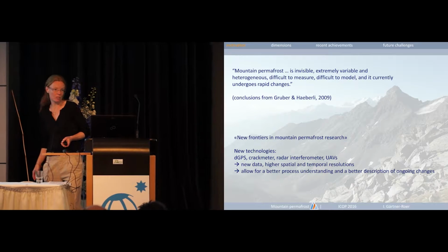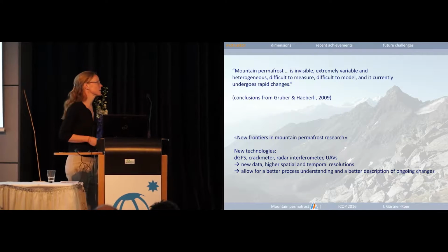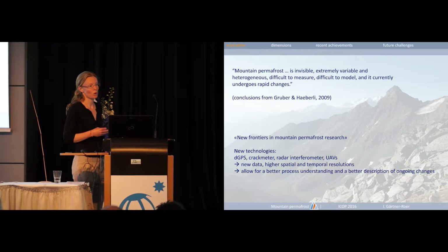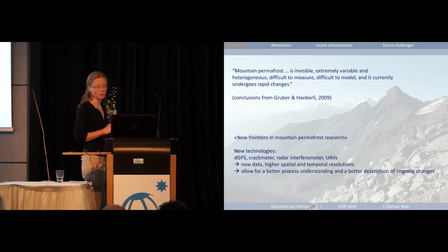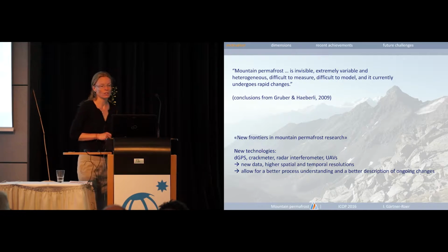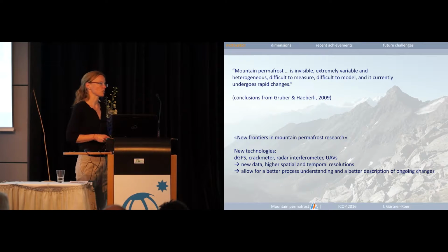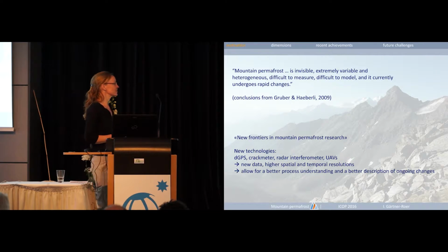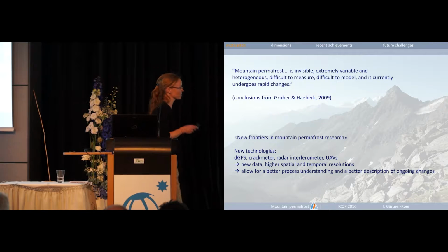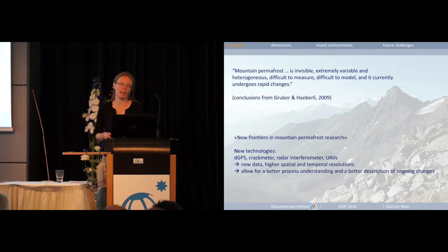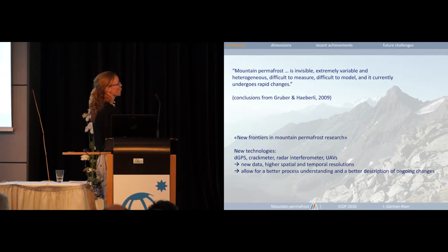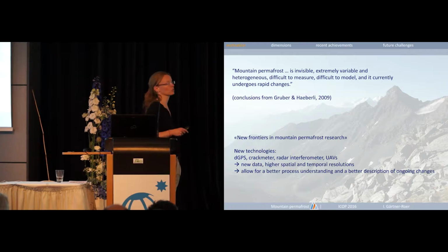That was already mentioned by Gruber and Haeberli in 2009: mountain permafrost is invisible, extremely variable and heterogeneous, difficult to measure, difficult to model, and it currently undergoes rapid changes. So why are we working here when it's so difficult? We could see during this conference that there were a lot of new measurement techniques that helped us to at least tackle the difficult to measure and difficult to model.